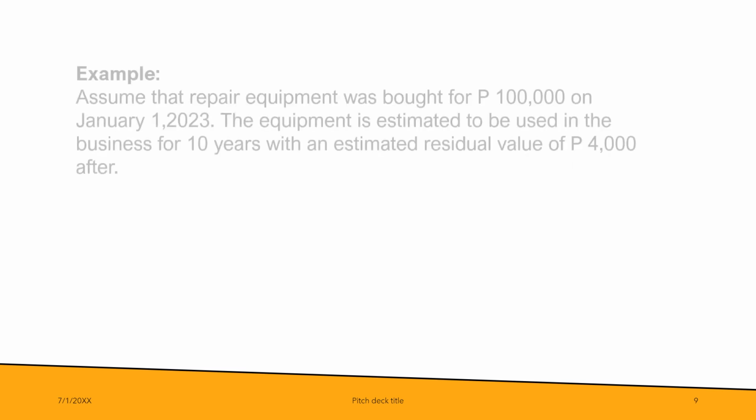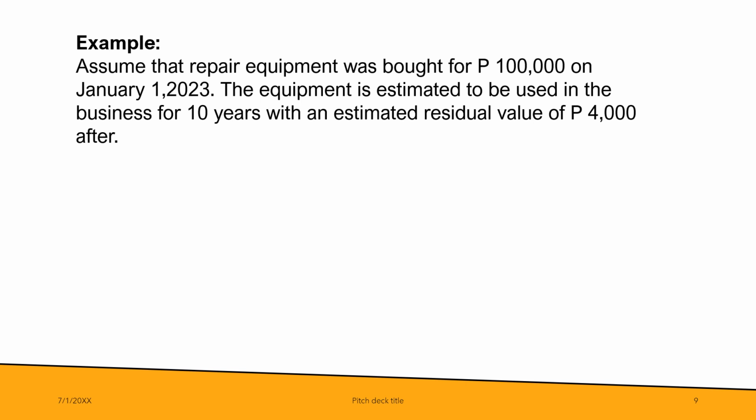Let us have an example for number one adjusting entry, which is depreciation. Assume that repair equipment was bought or purchased for 100,000 on January 1, 2023. The equipment is estimated to be used in the business for 10 years with an estimated residual value of 4,000 after. Let us compute for the annual depreciation. Annual meaning 1 year or yearly depreciation.